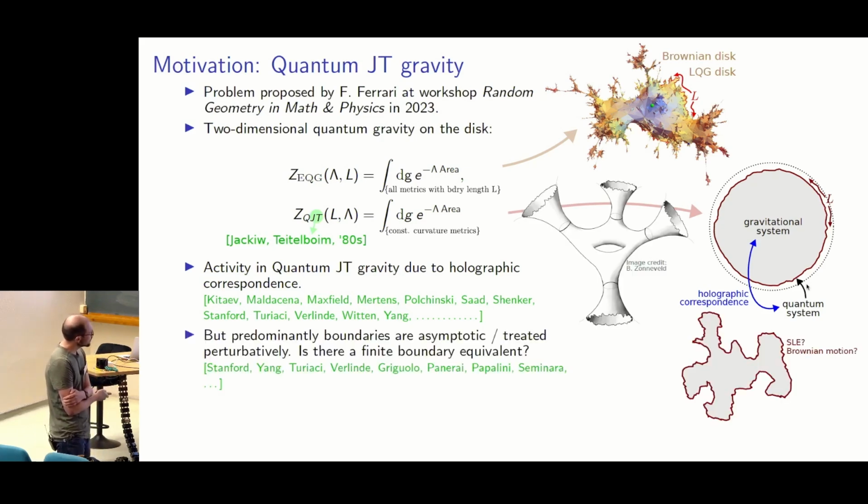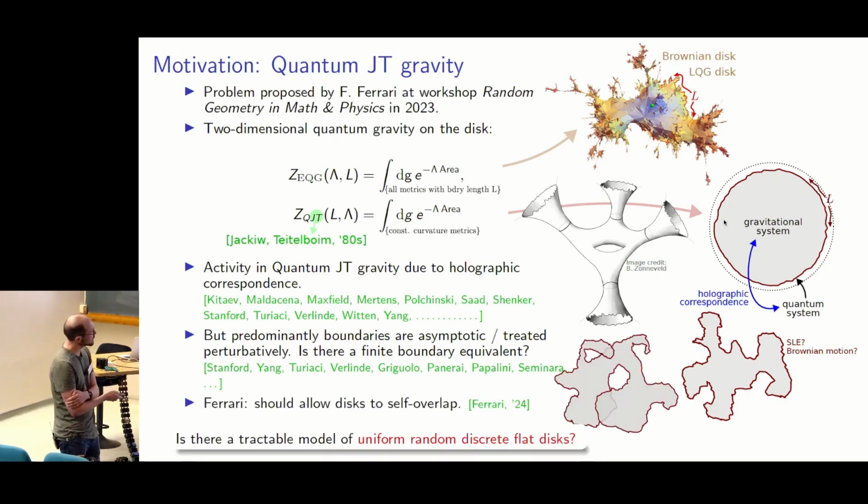There have been several works in the physics literature asking, can we actually deal with this path integral in a situation where the boundaries are not asymptotic, so they're really at finite distance? People have played around with thinking of domains in the hyperbolic plane or in the Euclidean plane that are bounded by SLEs. Maybe those are good laws for random flat metrics.